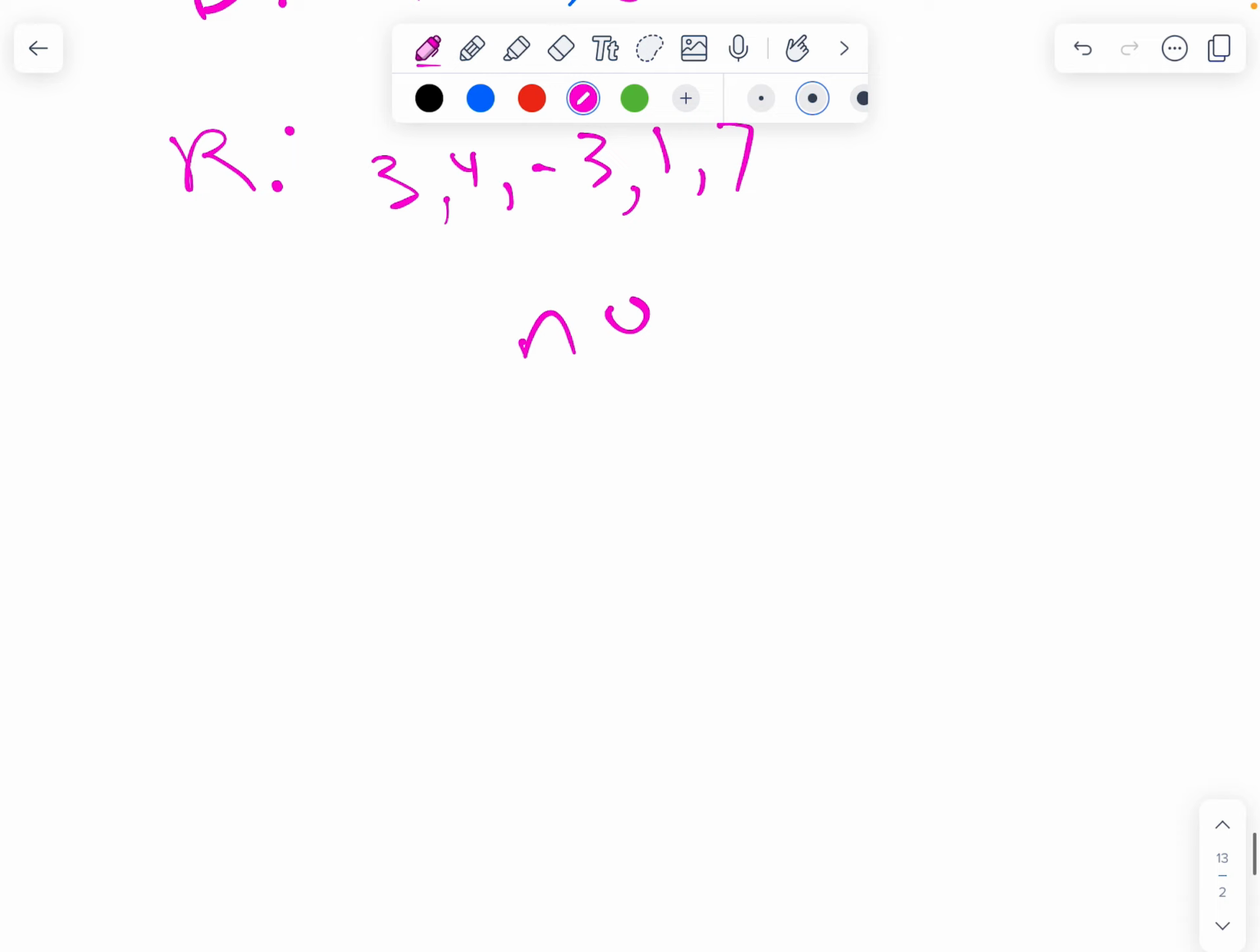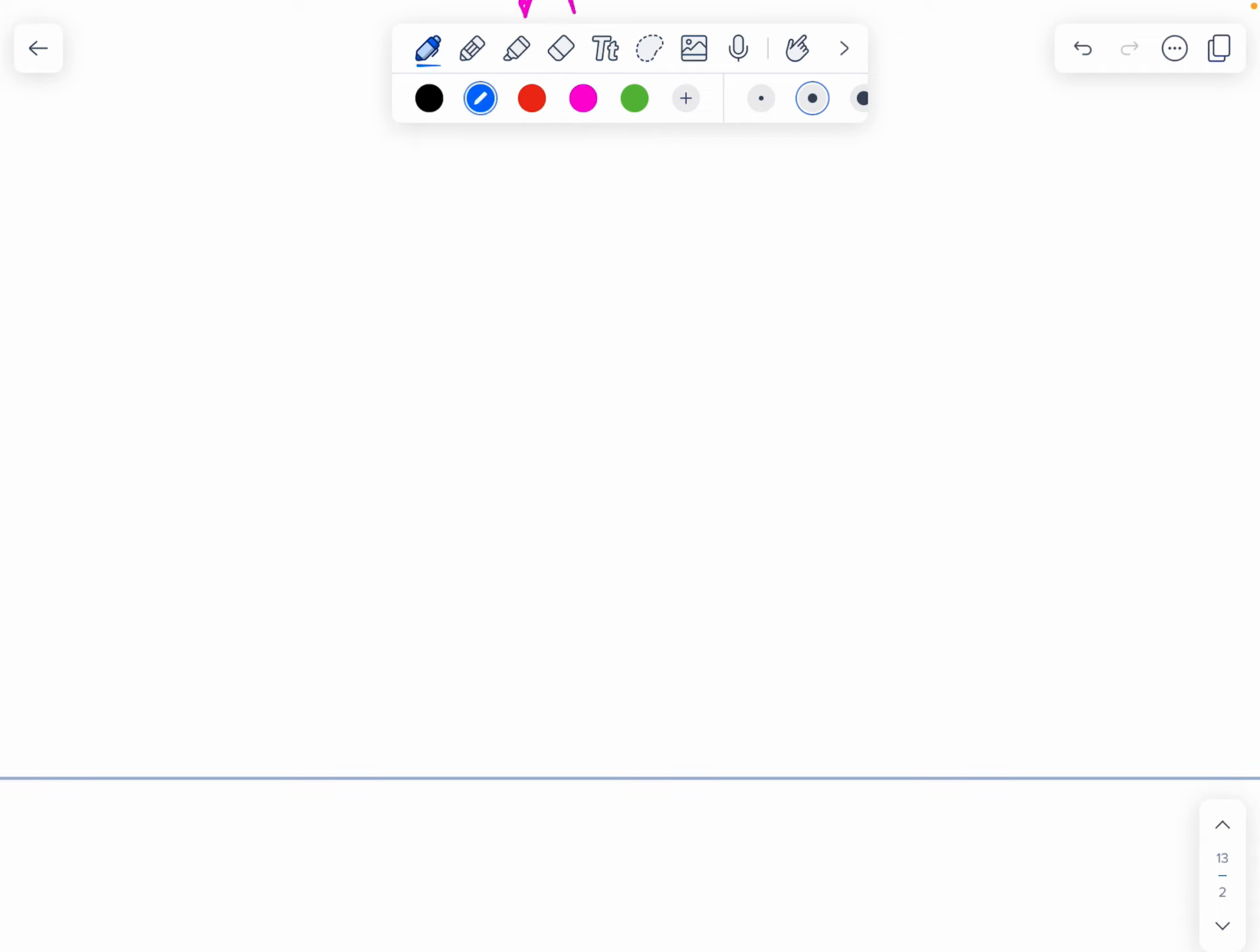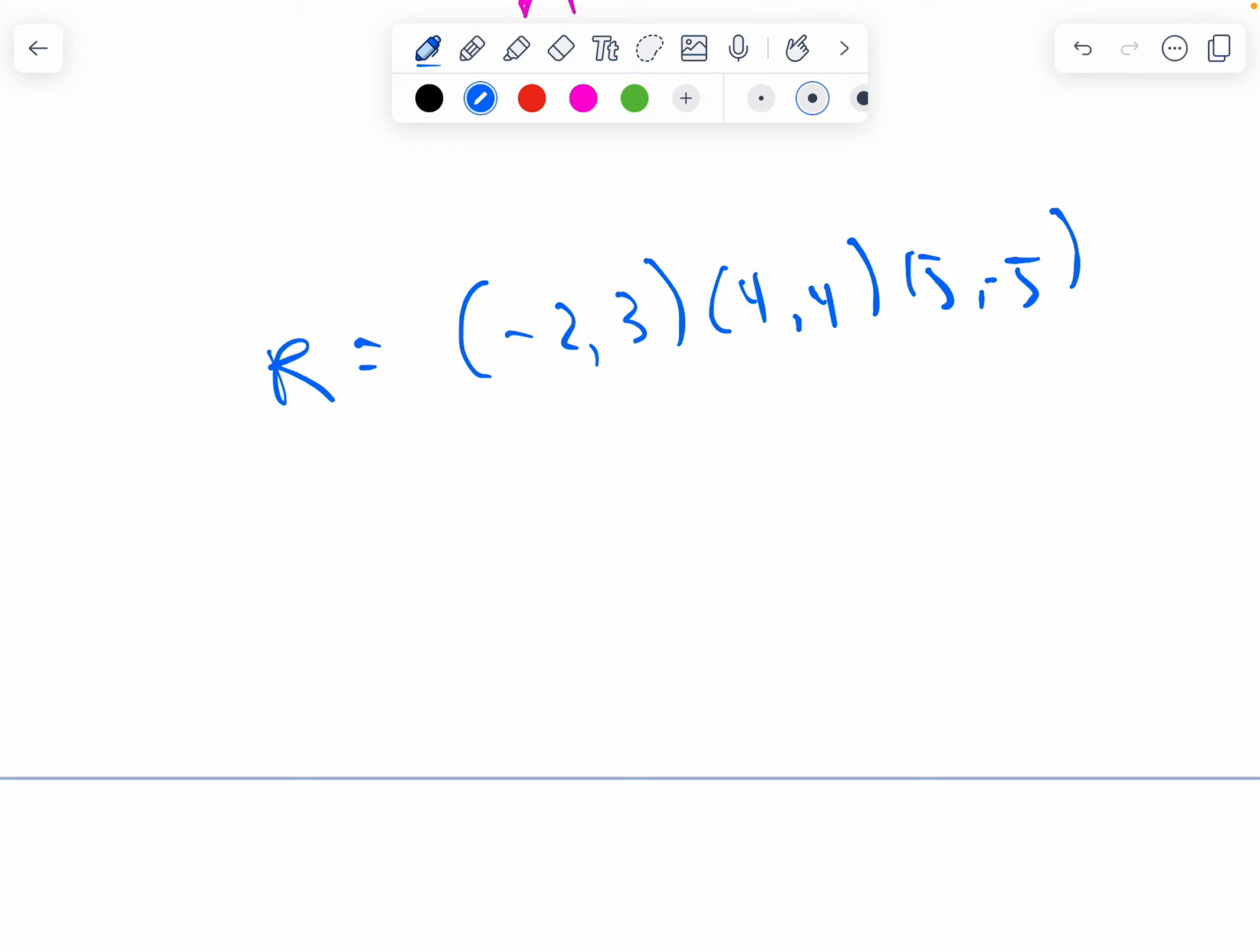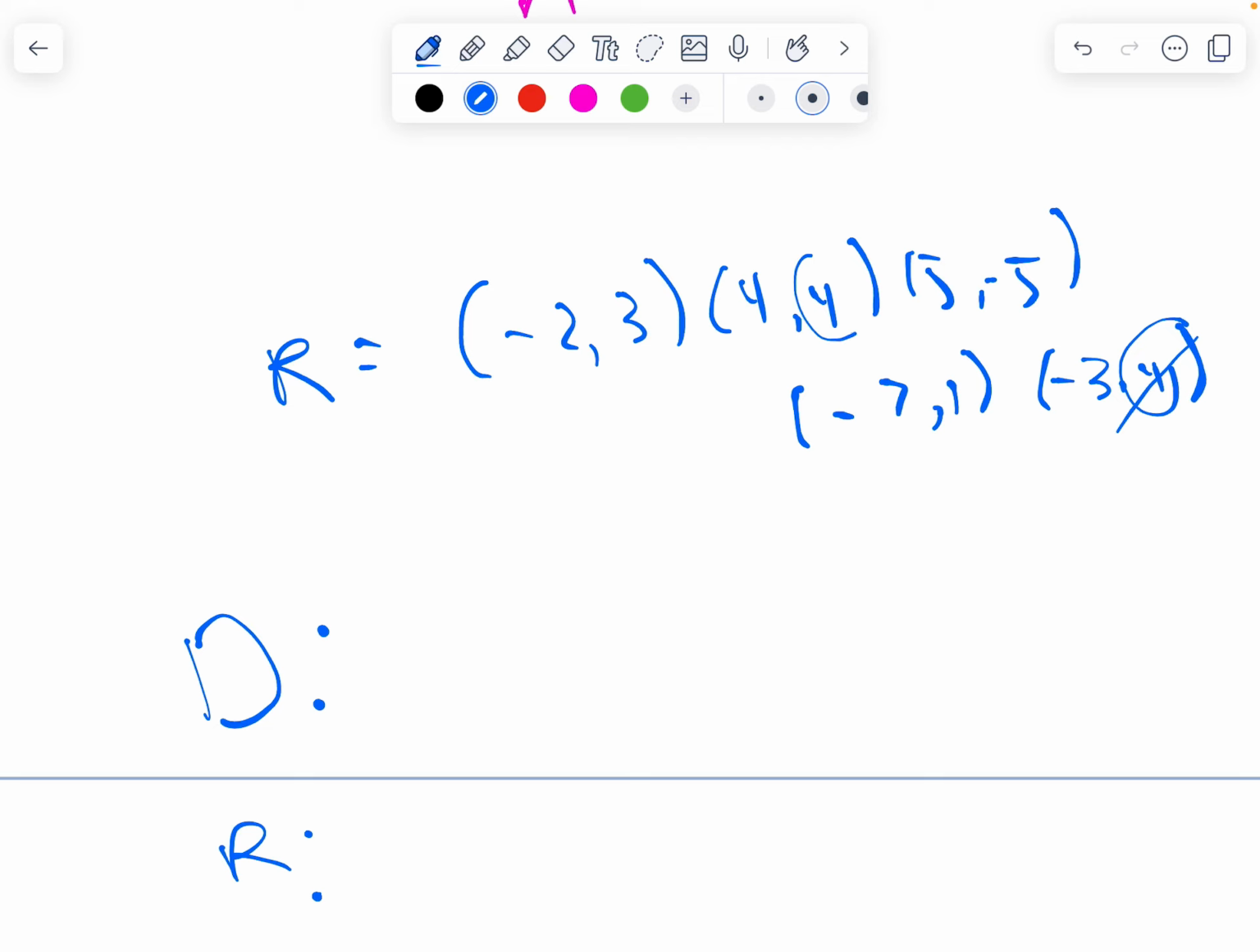Okay, go ahead and do the next one on your own. Let me write it out. The relation is (negative 2, 3), (4, 4), (5, negative 5), (negative 7, 1), (negative 3, 4). As for the domain, I'm not going to write this out, but the domain is going to be negative 2, 4, 5, negative 7, negative 3. There's no repeats. The range is going to be 3, 4, negative 5, 1, 4, but you cross off that second 4 because that 4 is a repeat.